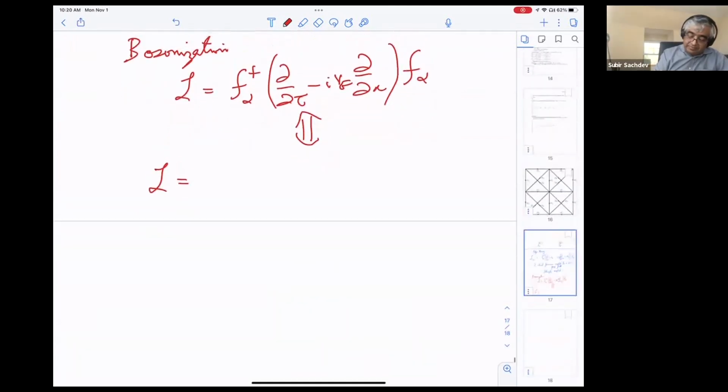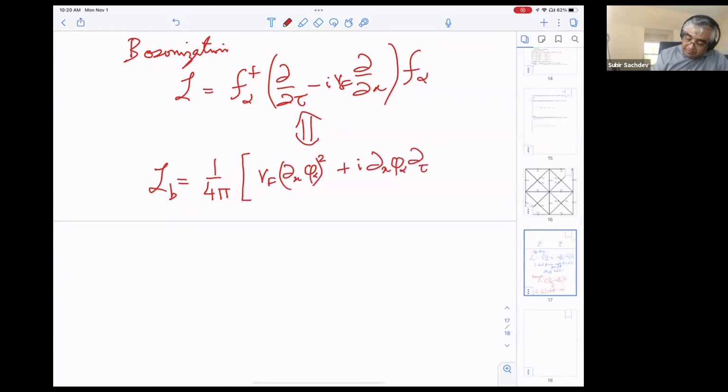All right, so the boson theory of the edge will be 1/4 pi. There'll be some velocity, ∂x. I'll use the funny phi here, and it has also spin index α, ∂x φ_α, ∂τ φ_α. So this is the boundary Lagrangian of a chiral boson theory.